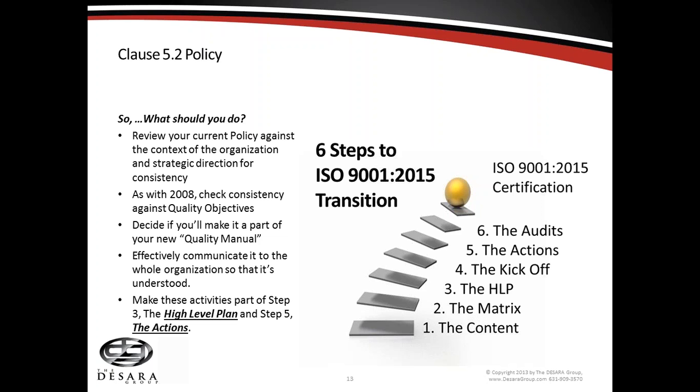So if we look at Karen's 6 steps to the transition that she talked about in one of the webinars, what we think you should do here is clearly make the high-level actions part of that step 3, the high-level plan. And then in step 5, get down into the details of what actually needs to be done for each and every one of those high-level plans. All right, that wraps it up for 5.2.